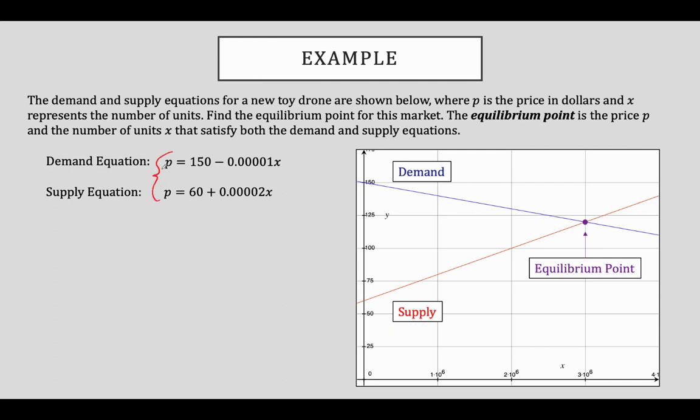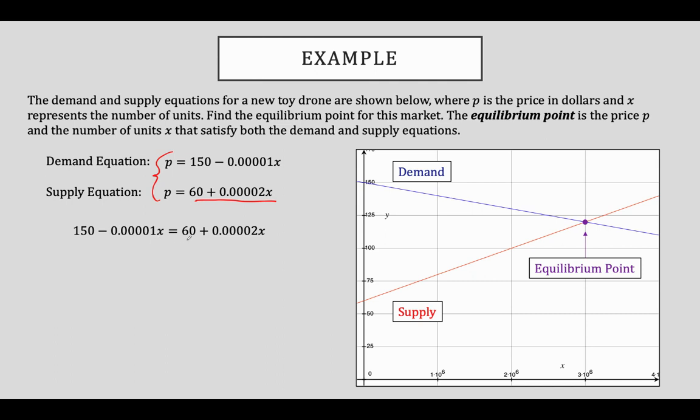Well, the nice part is both of these equations are equal to P. And so all we really have to do here is set these two equations equal to each other, right? We are essentially substituting in this entire quantity for P, right? Setting the two equations equal to each other, we get 150 minus 0.00001x is equal to 60 plus 0.00002x.